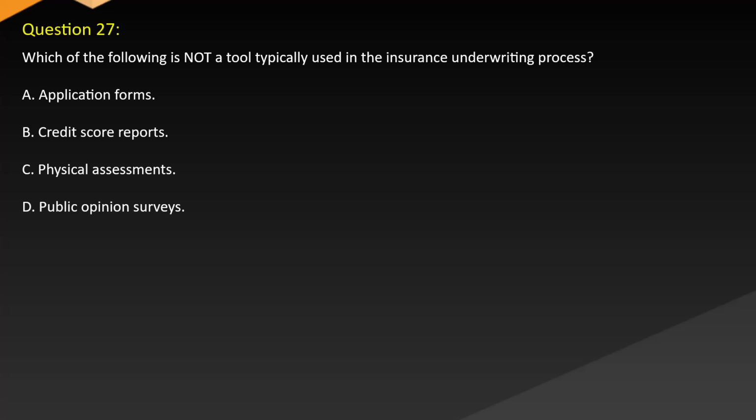Question 27. Which of the following is not a tool typically used in the insurance underwriting process? A. Application forms. B. Credit score reports. C. Physical assessments. D. Public opinion surveys.